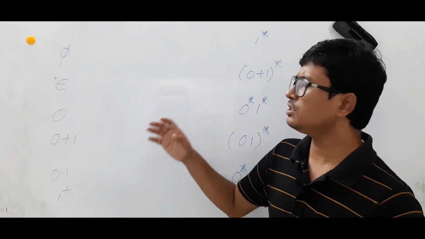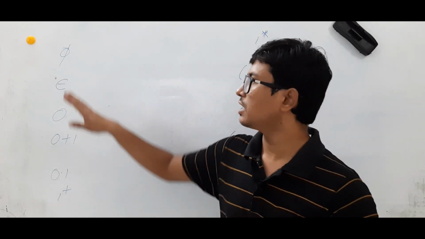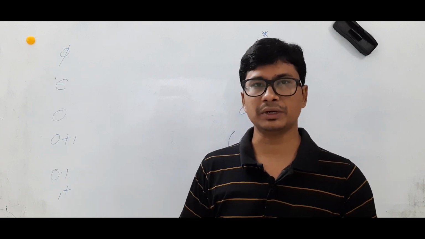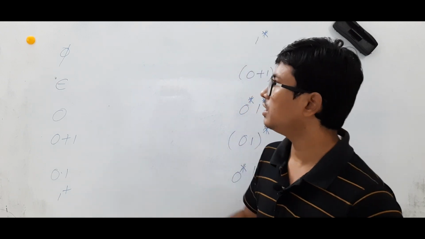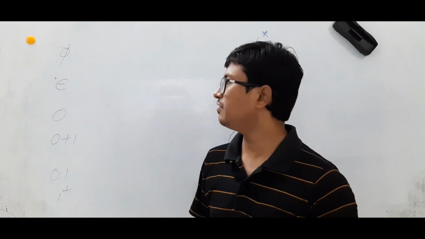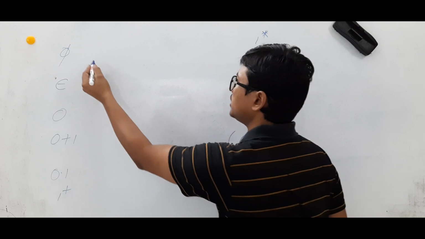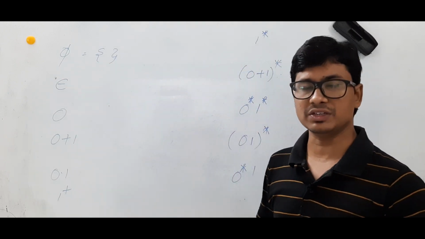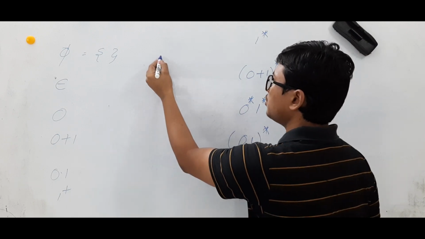Okay? So in this video, I want to discuss converting regular expressions to a finite automata. How we will do it, we will discuss now. Now, if you see that the regular expression is phi, it is given. Phi is nothing but what? It does not consist of any strings. So, the language is an empty language.